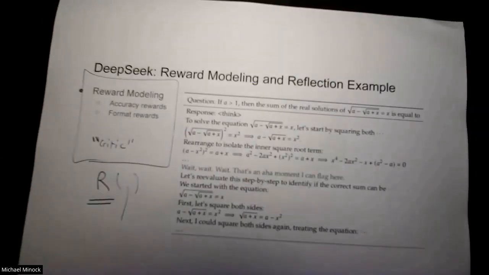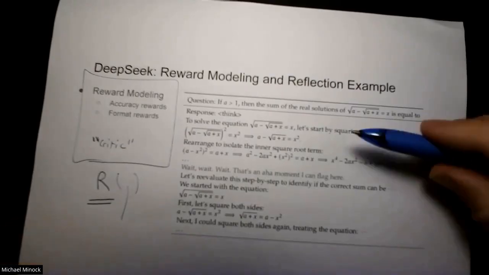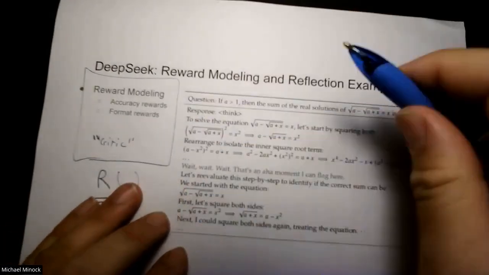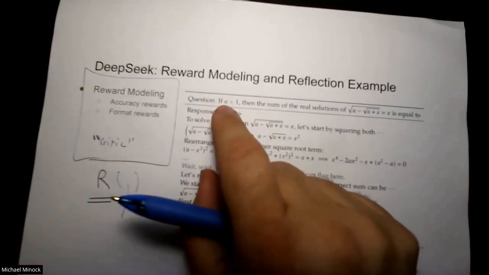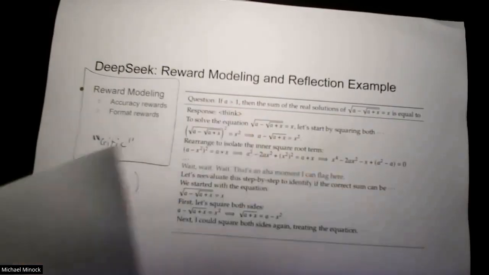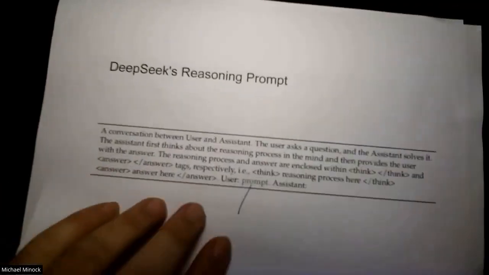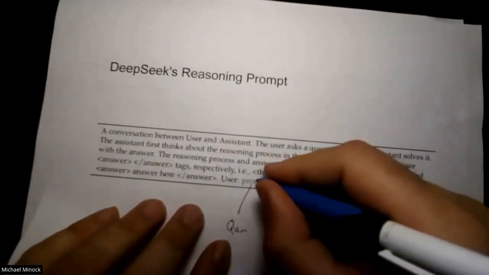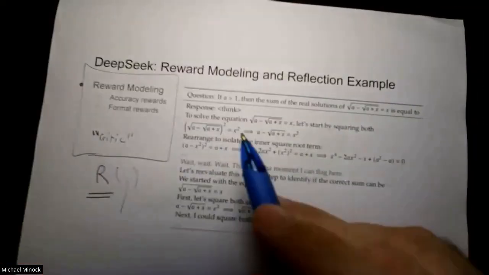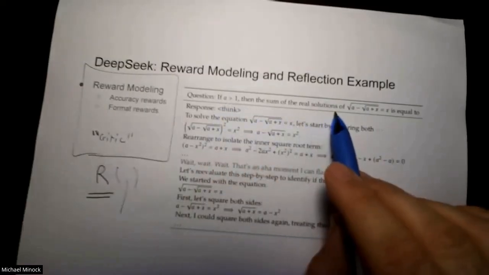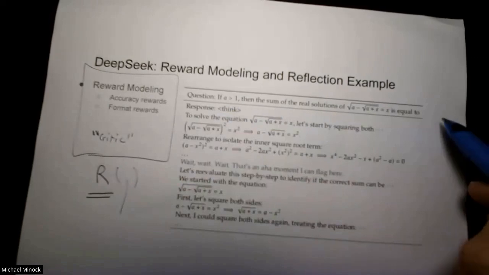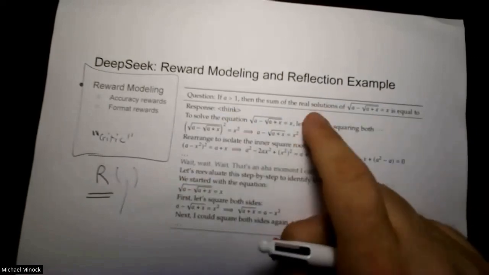So what does this show? This is what they were showing. This is the prompt that goes in, and this question substitutes in here and becomes the prompt. The question is: if A is greater than 1, then the sum of the real solutions of this equation is equal to some value. This is a plug-and-chug kind of math problem.